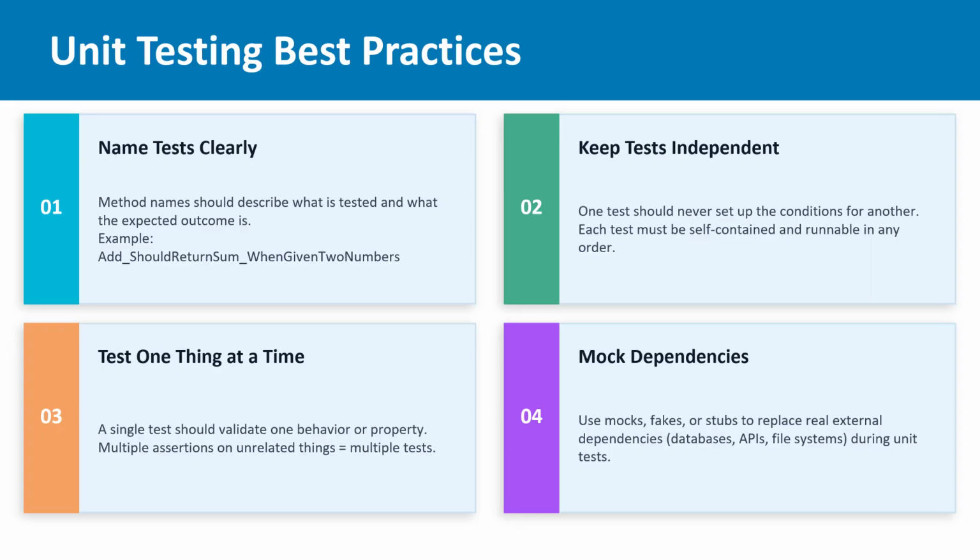Practice 3, we test one thing at a time. Each test method should validate exactly one behavior, right? We sum two numbers, that's a behavior. We multiply two numbers, that's a behavior. We don't test add and multiply at the same time. So if you have 10 assertions in one test and it fails, you're going to spend 10 to 20 minutes trying to figure out which one actually caused it.